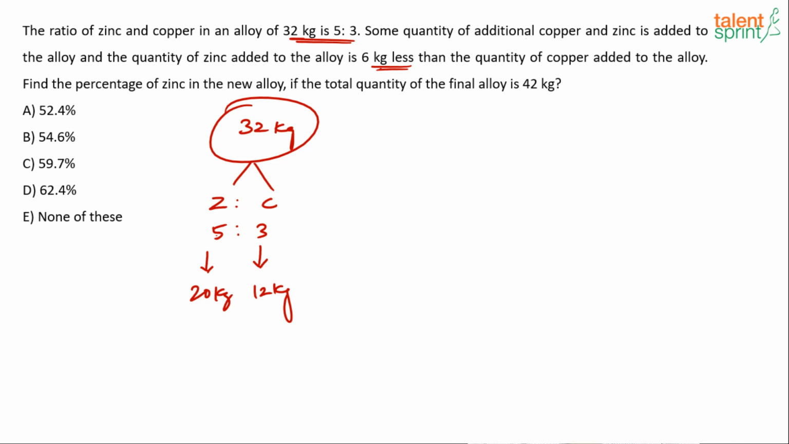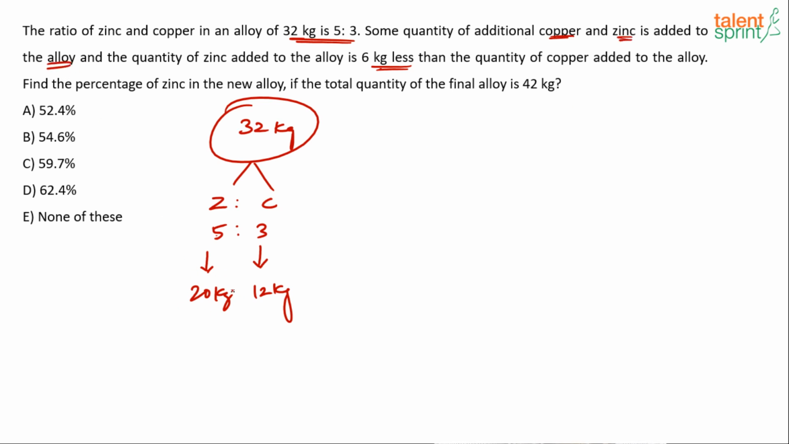Alright, that part is sorted. And this is all mental calculation. You don't have to really put pen on paper for this, right? 32 divided by 8 parts. 20 and 12 kgs. Now he's saying some quantity of additional copper and zinc is added to the alloy.